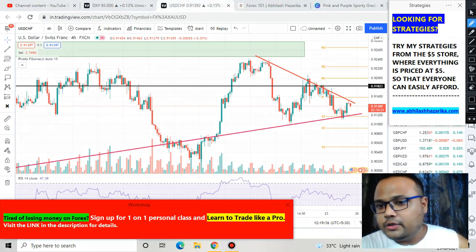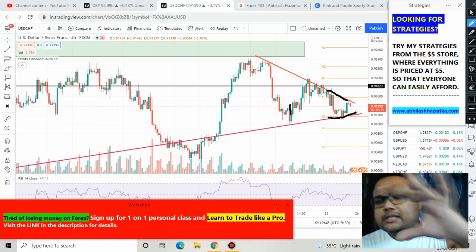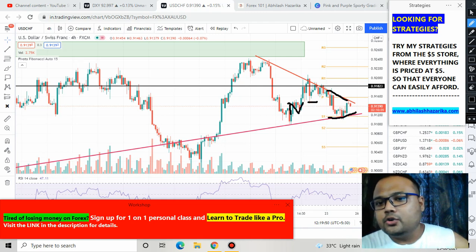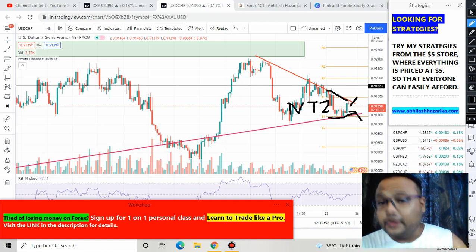Okay, so what you need to do is that as long as the market is trading in between these two lines, listen to me carefully, as long as the market is trading in between these two lines, you do not need to trade, because the market has already squeezed very much. This is your no trading zone. Just wait for the market to either cross this level on the upside or this line on the downside.